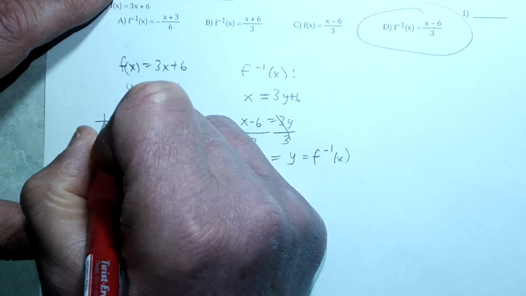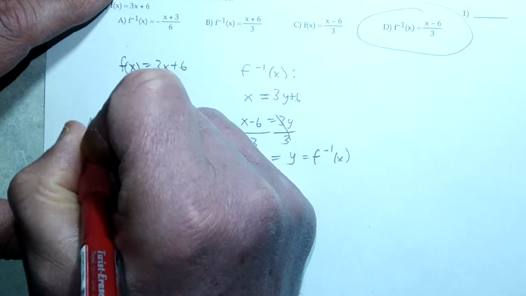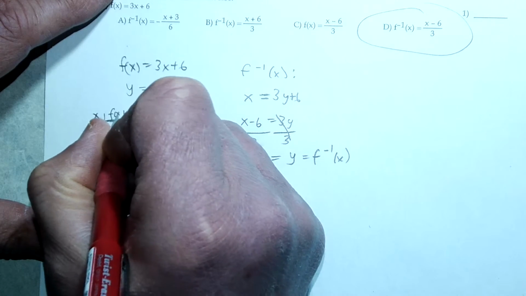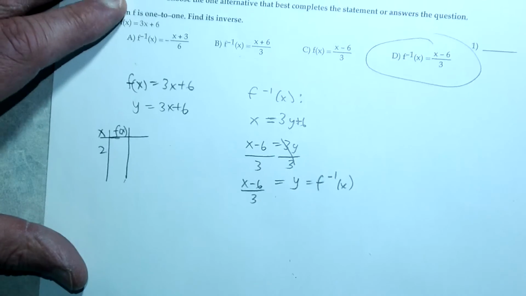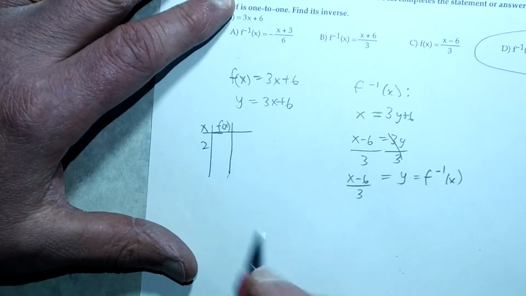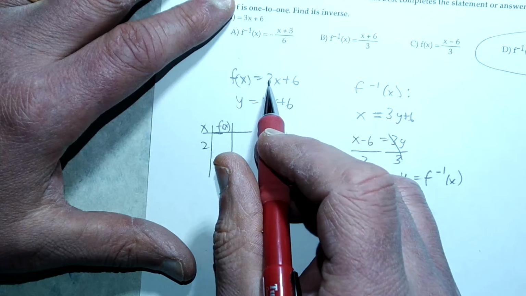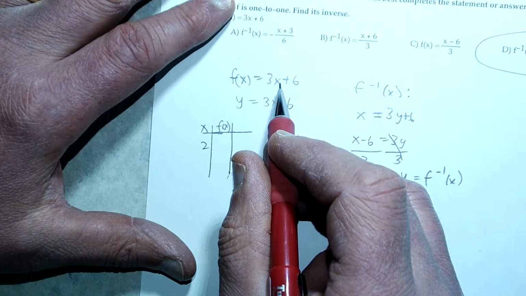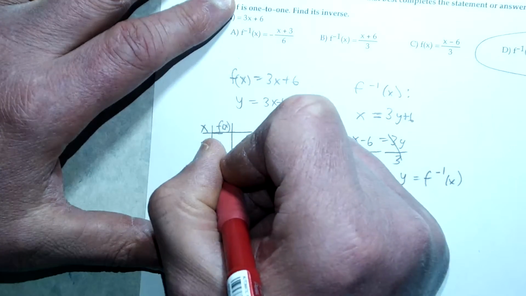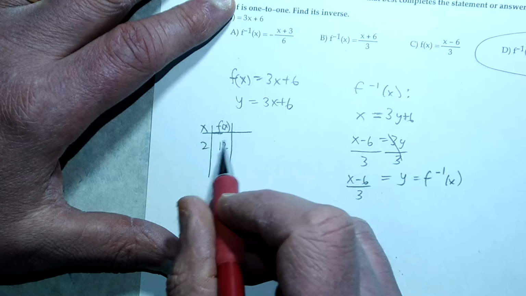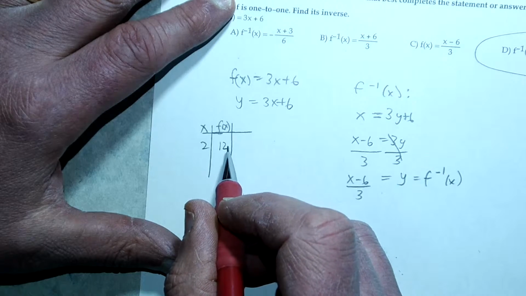So in the original function, if I put a value of 2 in, let's see what I would get if I found f of x when x was 2. If I put 2 in there in the original function, I would get 3 times 2 is 6, and 6 plus 6 is 12, right? But if I went and looked at 12 as being the input, right?